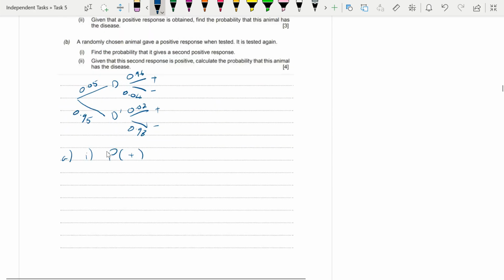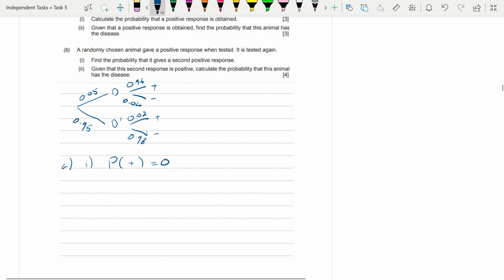Okay, so I'm going to follow my branches. That's they have the disease, 0.05, and I get a positive, or the probability they don't have the disease and they give me a positive. Okay, and I'm going to plug that into my calculator, 0.067 as my final answer.